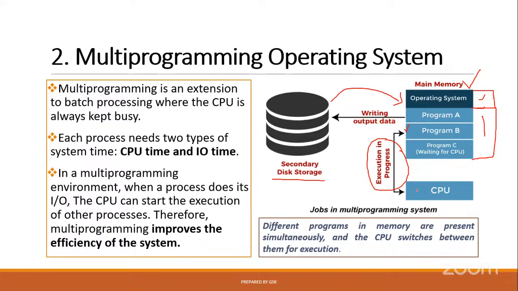Like this, multiple programs are available in the main memory, or multiple programs are loaded into the main memory. Whenever the execution of one program completes, automatically the program which is in the waiting state will be submitted to the CPU for the execution. Like this, we can improve the efficiency of the CPU, or we can execute more and more programs with the help of the CPU. CPU utilization is improved. So this is about multi-programming operating system.